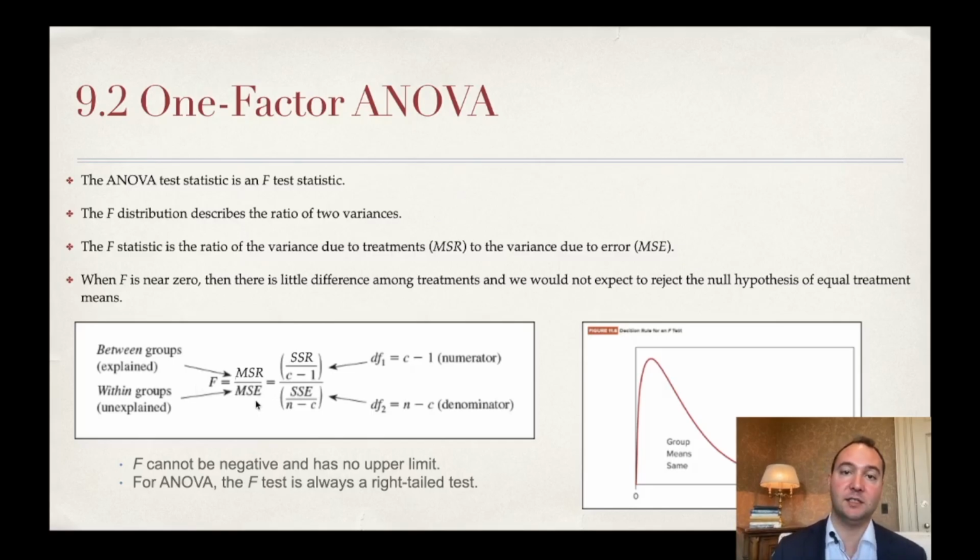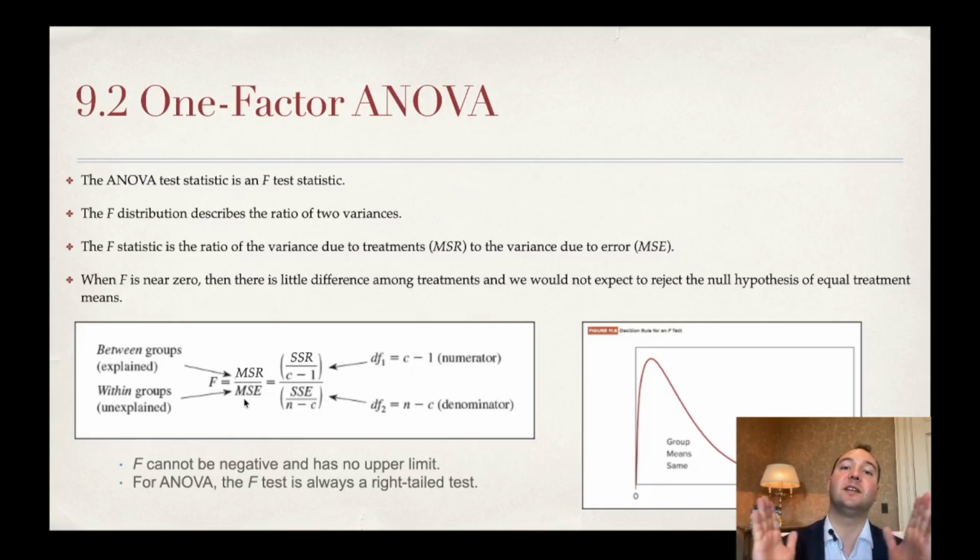Again, that means we have less certainty about where that mean would be. So what happens? We have a very small F statistic. That means it would be more difficult to reject our null hypothesis with a small F value.